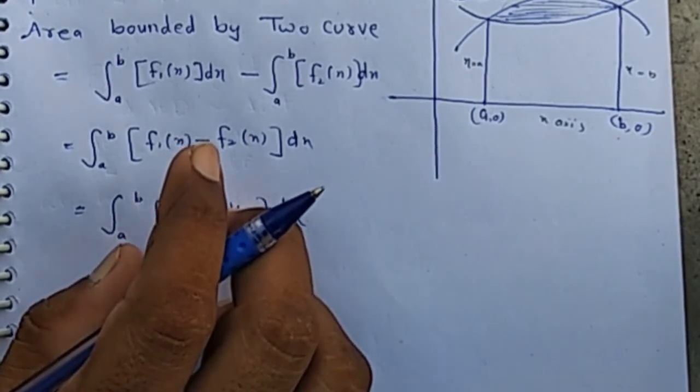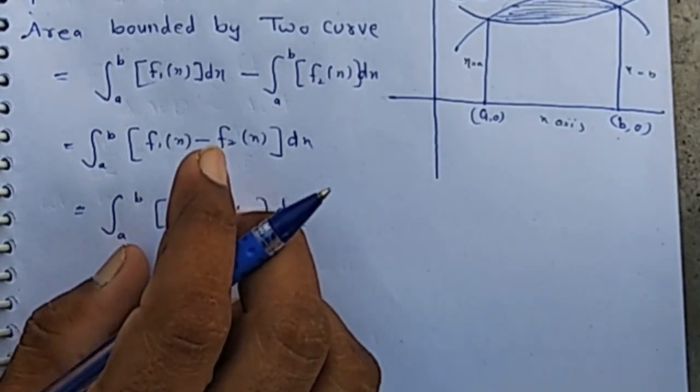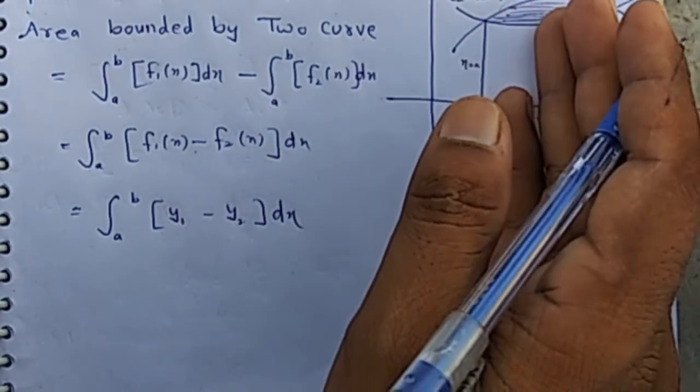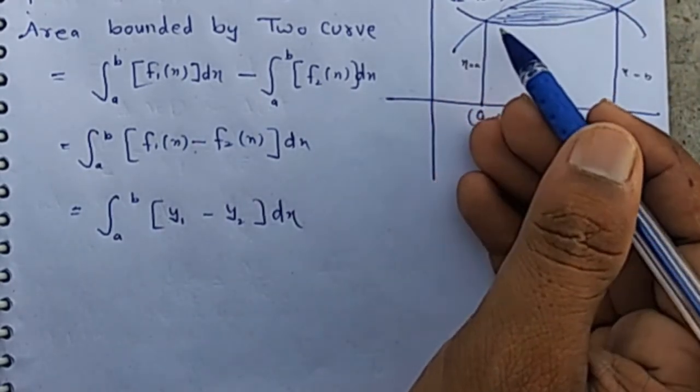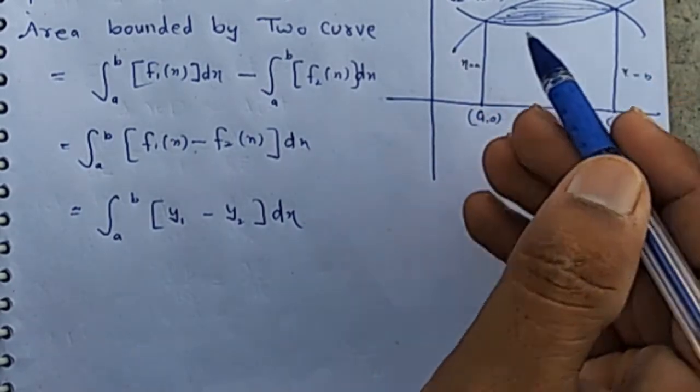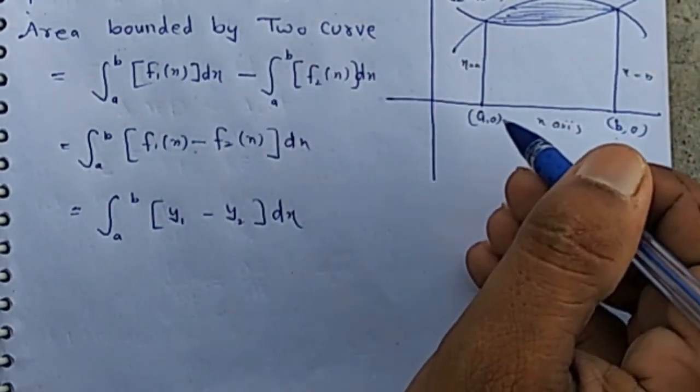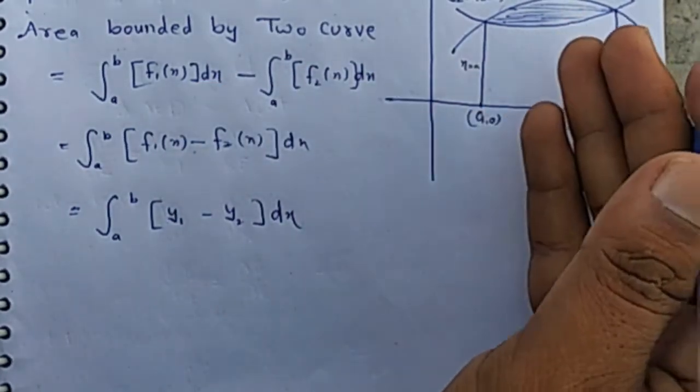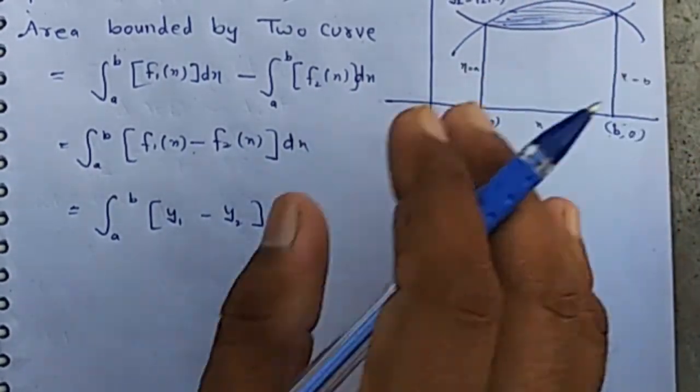For it, firstly we have to find the intersection points of both these curves, and the values of x at the intersection points of both these curves are the lower and upper limits of the area.